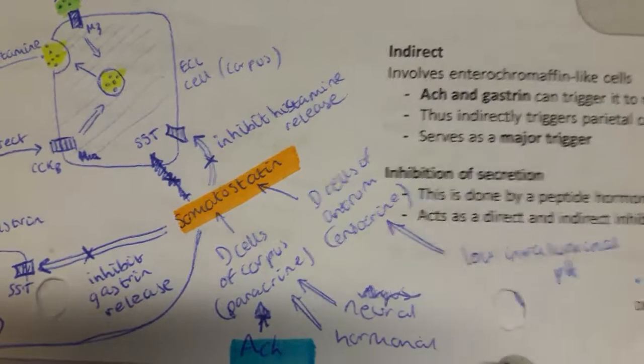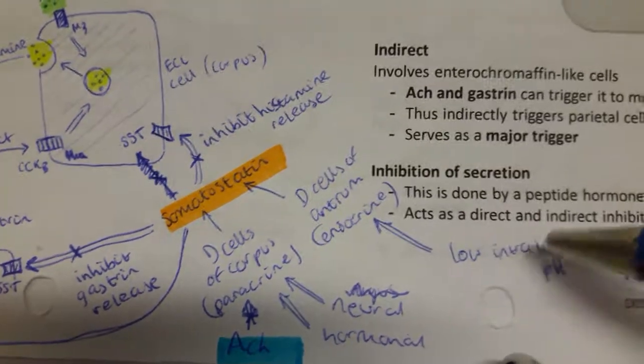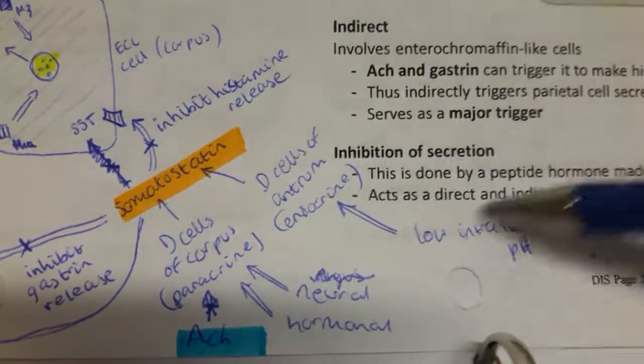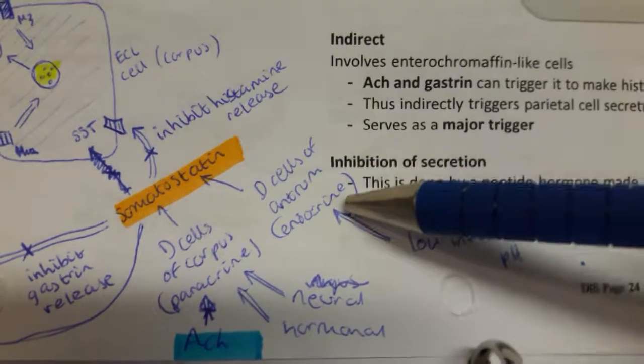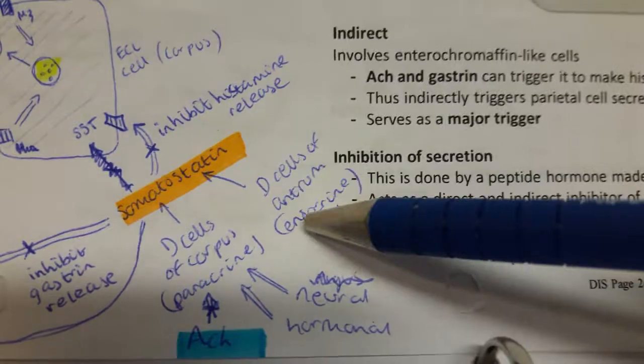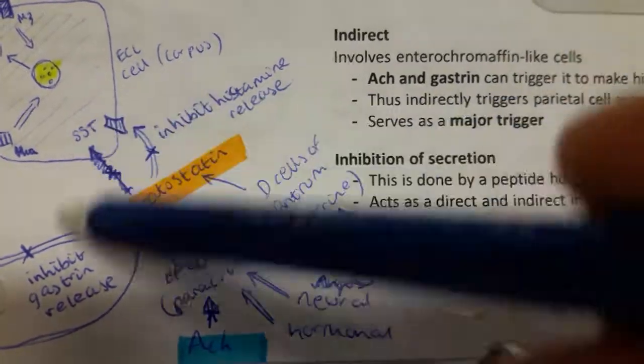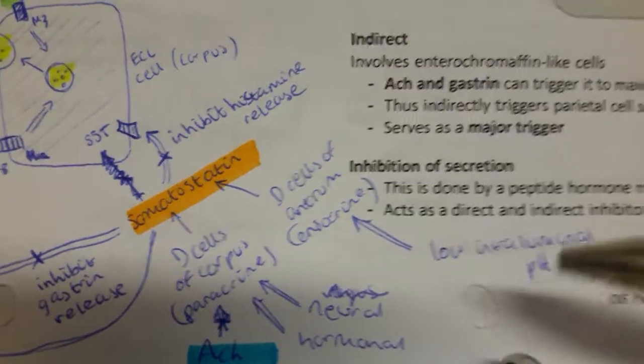The ones in the antrum are stimulated by low intraluminal pH. So think about it, right? If you've got a lot of acid secretion, you're going to have low pH. You want to stop that acid secretion. So the low pH will stimulate the antrum D cells to make somatostatin, which will inhibit histamine-mediated acid secretion.